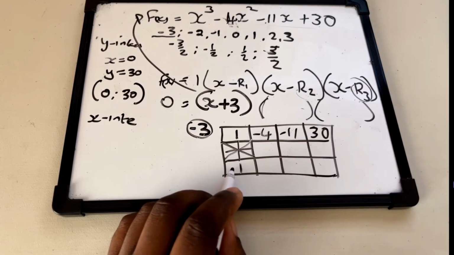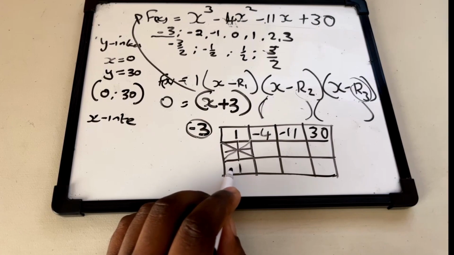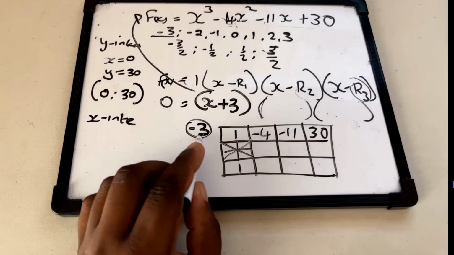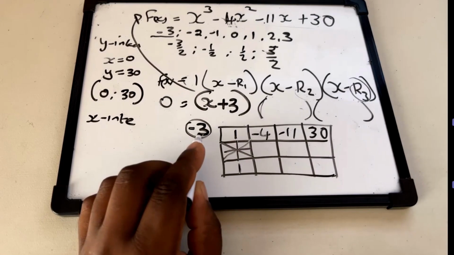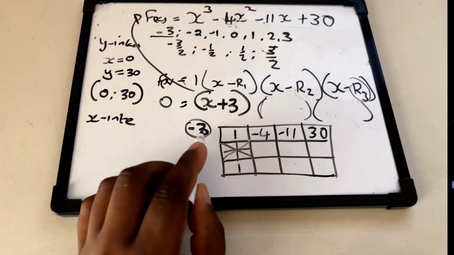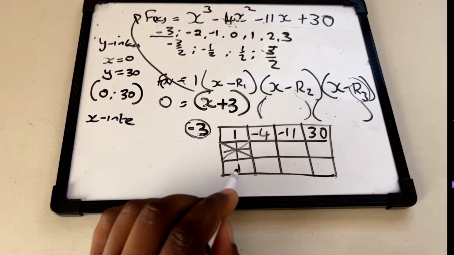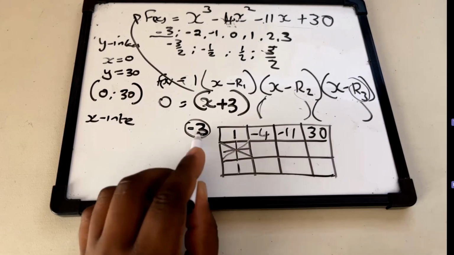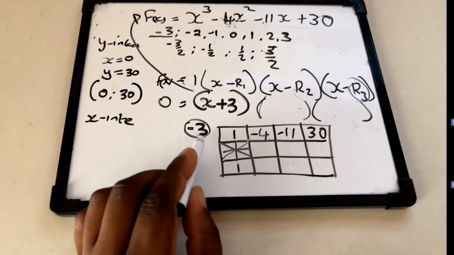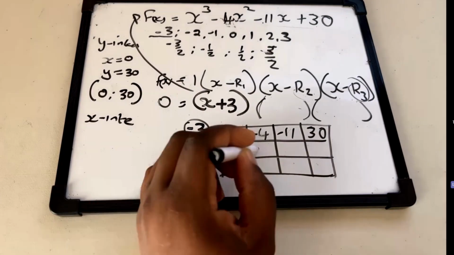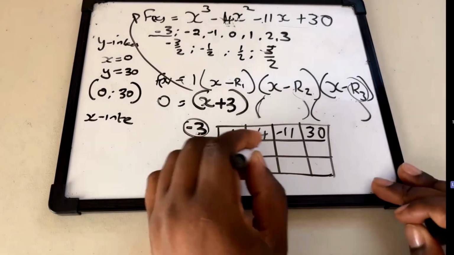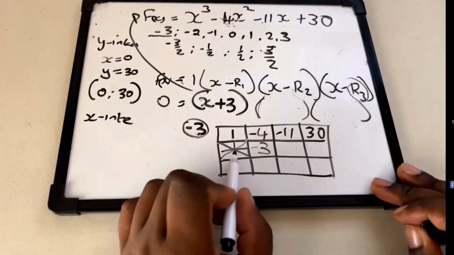X plus 3 is a factor. What is the value of the factor? The value of the factor is minus 3. So we will say that the factor multiplied by this number that is here. How much do we get when we say minus 3 multiplied by 1? We get minus 3. Then we will write it underneath or after the first box that we ignored.